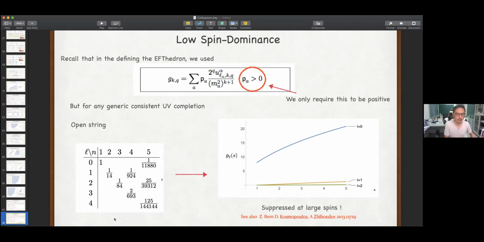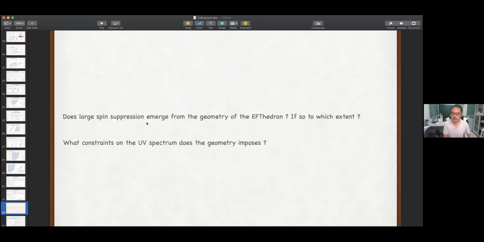But we would like to ask, does this large spin suppression actually emerge from this geometry of the EFThedron? And if so, to which extent? In other words, if it actually emerges, then that would tell us that the EFThedron is actually giving bounds back on the UV spectrum now, because it's requiring that. So these are just explicit examples, but it's actually telling you that there's some bounds that are on this spectral functions that are related to spin.